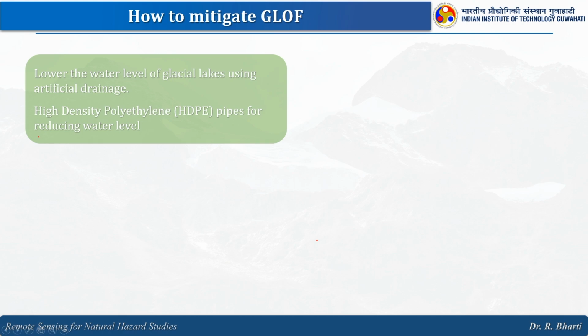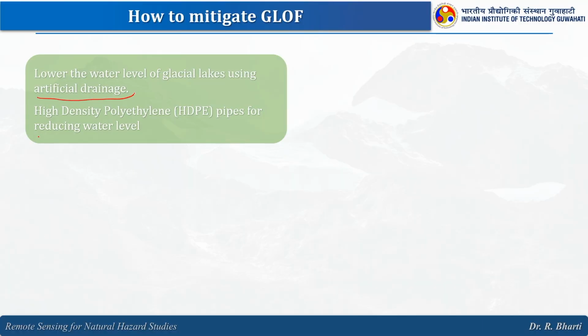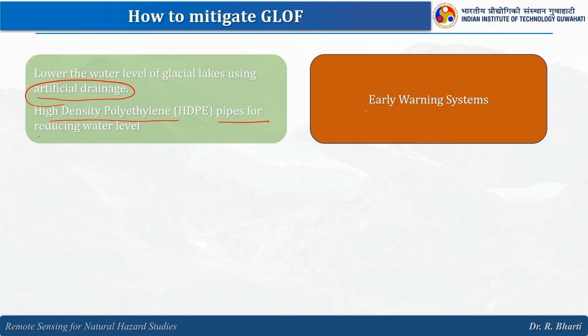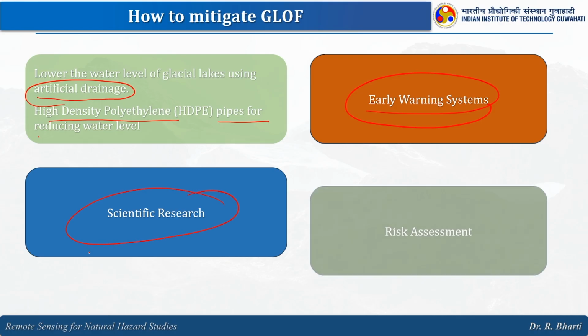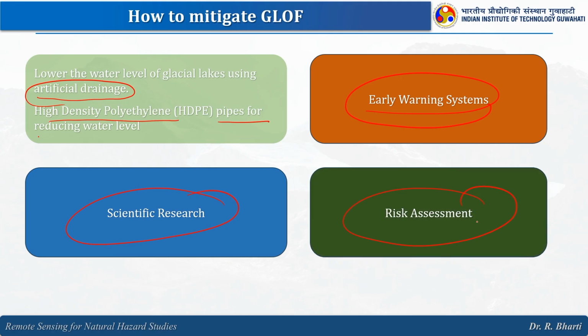Now, we have understood what GLOF is and how devastating it could be, but how to mitigate, how to solve this problem? When you think about solving this GLOF problem, immediately one can say reduce the water. How? It can be done using artificial drainages. Here high density polyethylene pipes can be used to reduce the water level. An early warning system should be established, so any such event will be forecasted and people can save their life and property. The scientific approach is needed and risk assessment should be done.